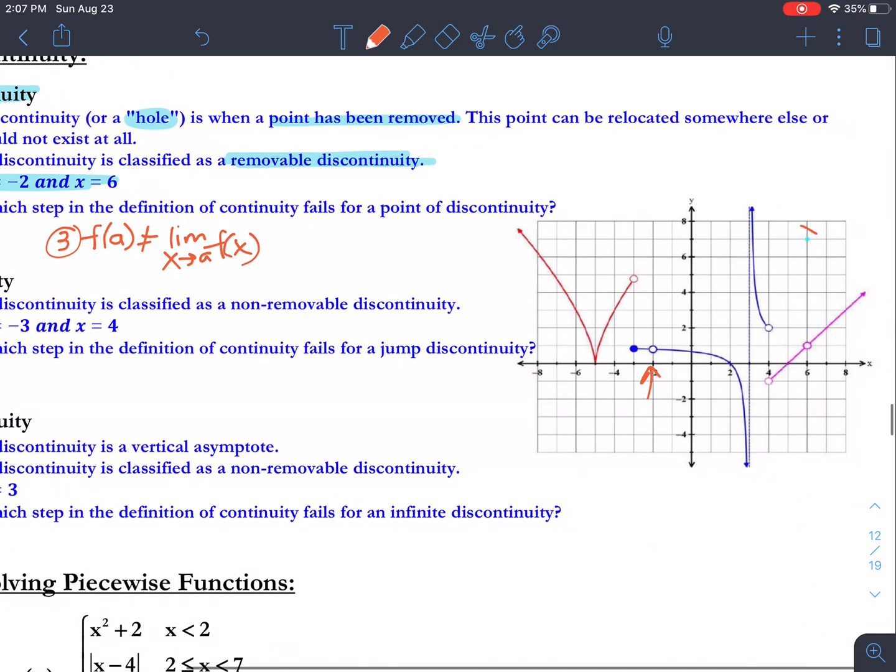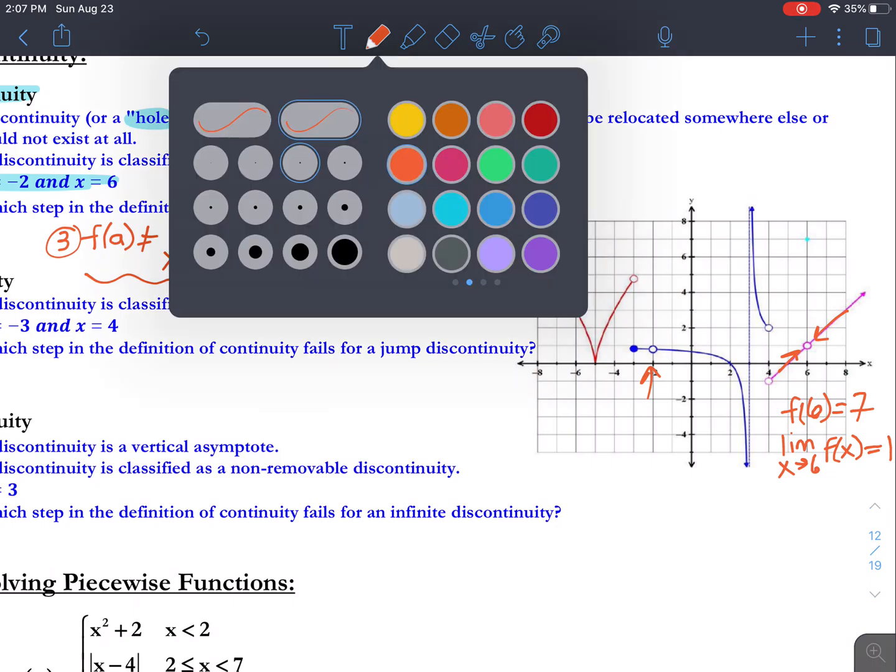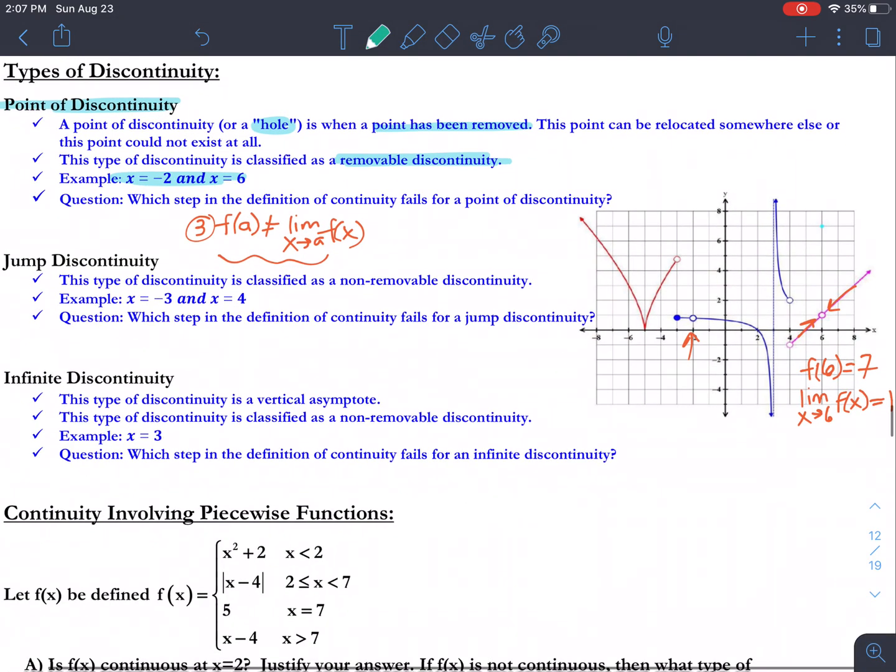How about over here? You see this tiny point, so that one exists. If I said what's f of 6, you would say it's 7, but the limit as x approaches 6 from both sides here, typically we'd write one-sided for the sake of example, that's equal to 1. So since they both exist, but they weren't equal, we have a hole in the graph. Okay, and it might fail step 1. Right here, we don't even have a function value, so that is another way we might have a hole in the graph. Okay, so that is a point of discontinuity or a hole in the graph.